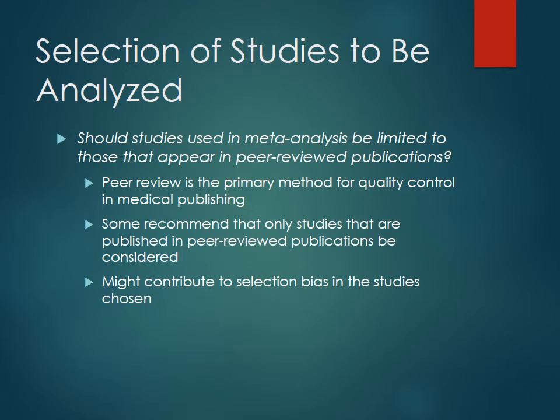So should studies be limited to just ones that are in peer-reviewed publications? That would be nice. At least you know that someone, an expert in the field, has reviewed the article prior. Peer review is the primary method that we use for quality control in medical publishing. Some recommend that only studies published in peer-reviewed publications should be considered, and very frequently, especially with larger meta-analyses, especially Cochrane, they're much more likely to use the ones that are peer-reviewed because, again, you know that at least had a critical eye on them to make sure they make sense.